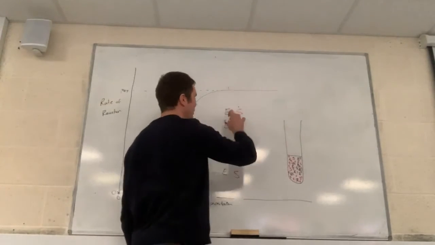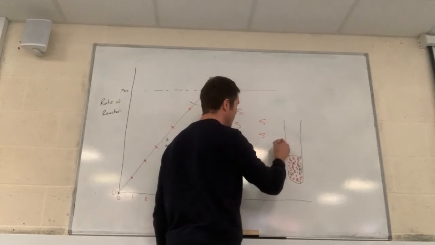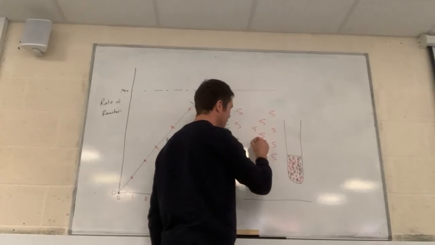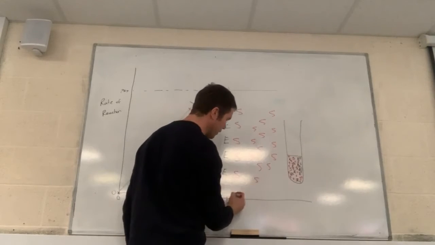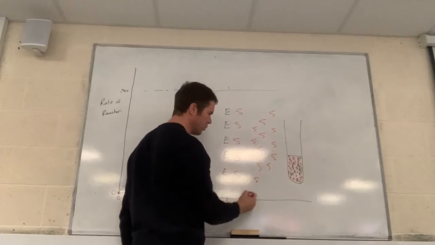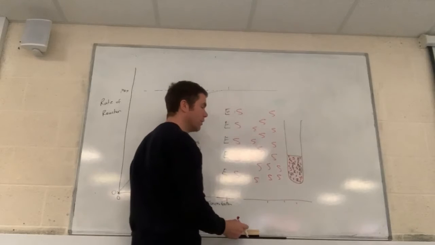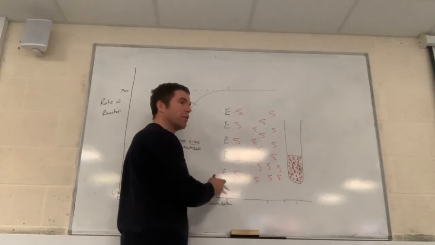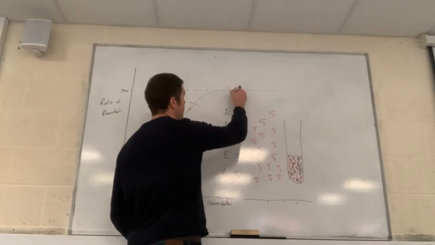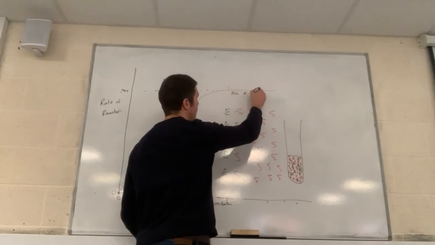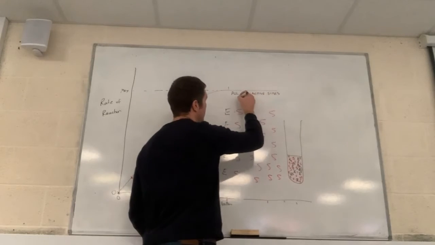At the top, so I'm glossing over this, what we've got is a number of substrates there. Every time I add more substrate, it goes further and further and further. Doesn't make a difference. They're doing what they can do. They can't work any faster than that. So what do we say? All enzyme active sites are occupied.